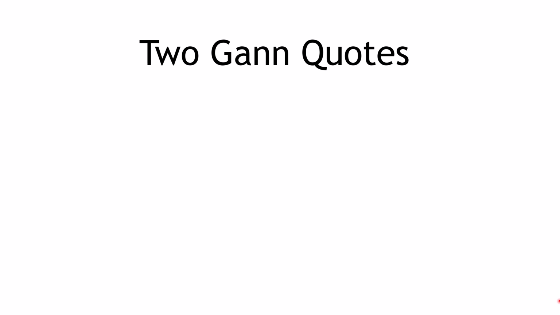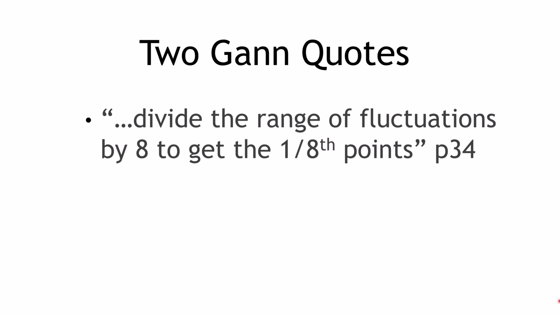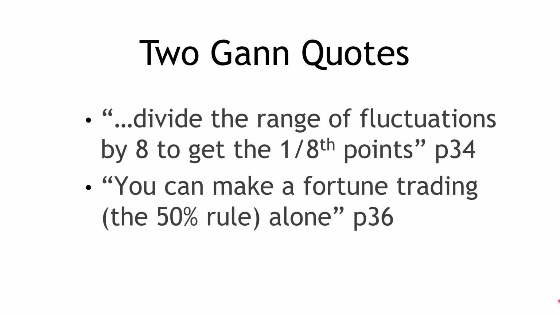All right, let's move on now to the Euro US dollar. I'd like to lead with 2 Gann quotes before we get into the euro, because they're going to be important for when we analyze it. These 2 quotes are taken from Gann's book, How to Make Profits in Commodities. The first is to divide the range of fluctuations by 8 to get the 1/8 points. And the second one is you can make a fortune trading the 50% rule alone. Now, I don't recommend trading the 50% rule alone, but you'll see over time just how often the 50% point comes into play in the market. So it is worth doing some study and research on.